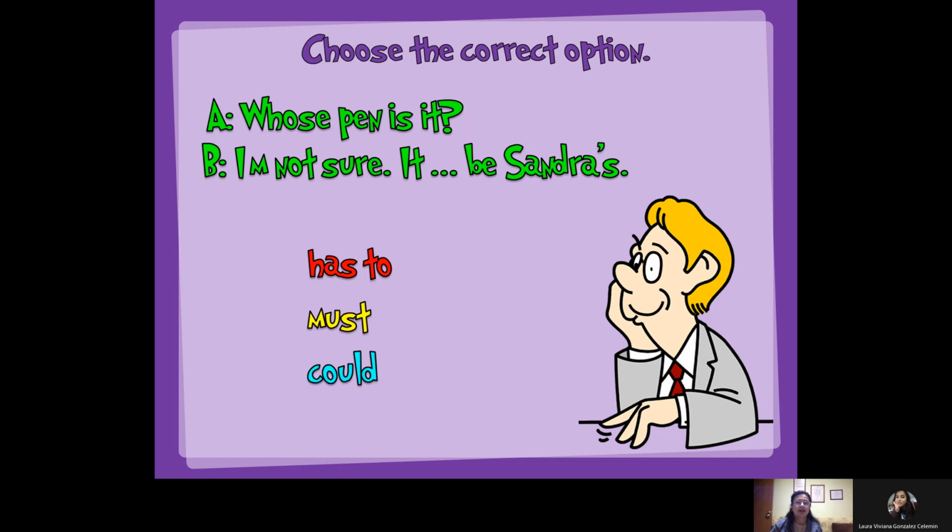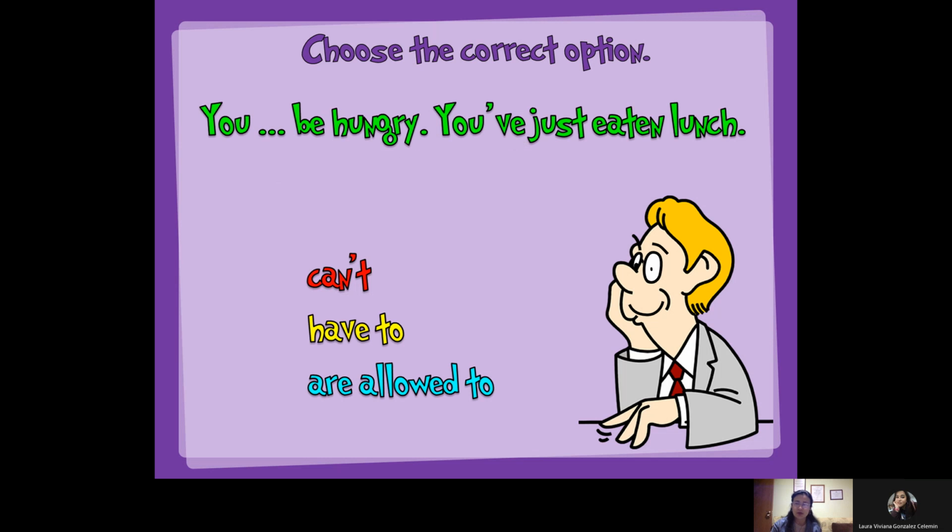Number 10. Choose the appropriate option. You can't, you have to, or you are allowed to be hungry. You've just eaten lunch. Remember that just is expressed when an action finished recently. Just means justamente acaba de pasar tal cosa. Yes, you've just eaten lunch.